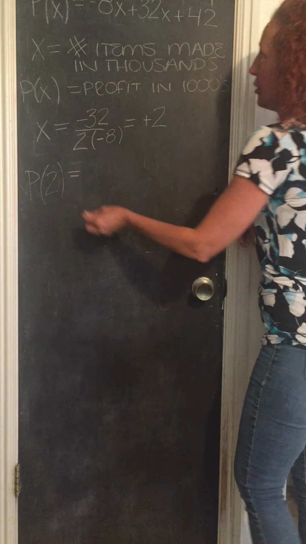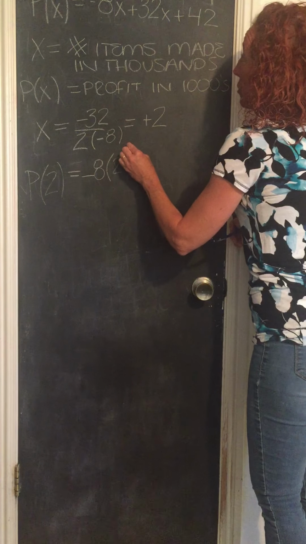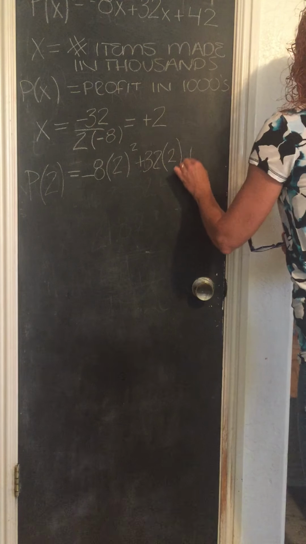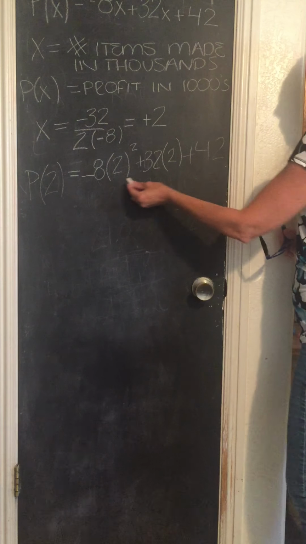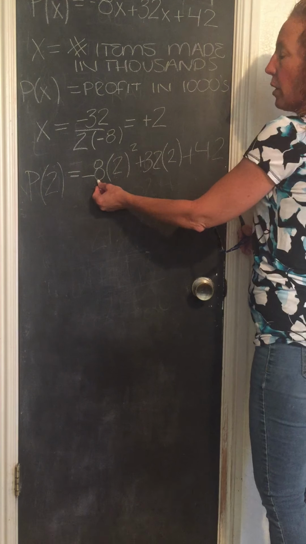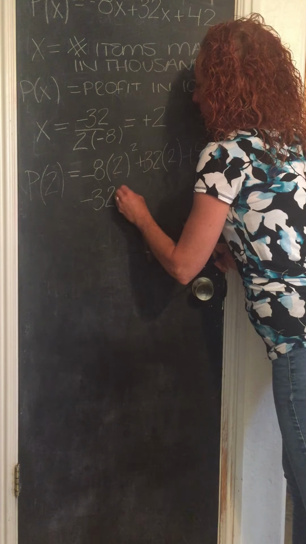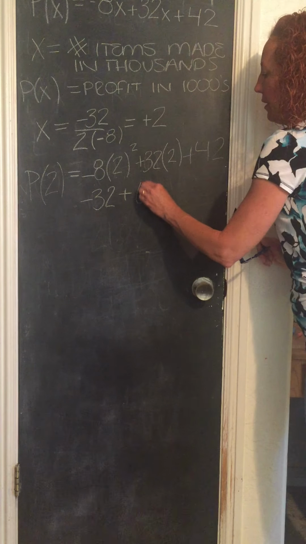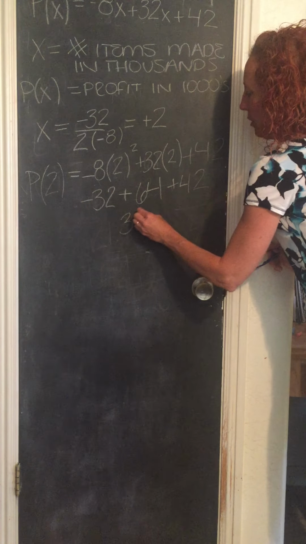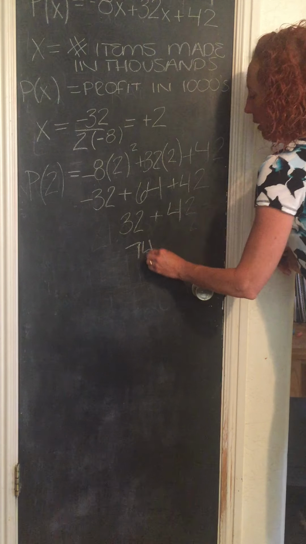So the profit at 2, -8 times 2 squared plus 32 times 2 plus 42. Square before you multiply by -8. So 2 times 2 is 4. 4 times -8 is -32. Plus 32 times 2 is 64. Plus 42. So 32 plus 42 is 74.